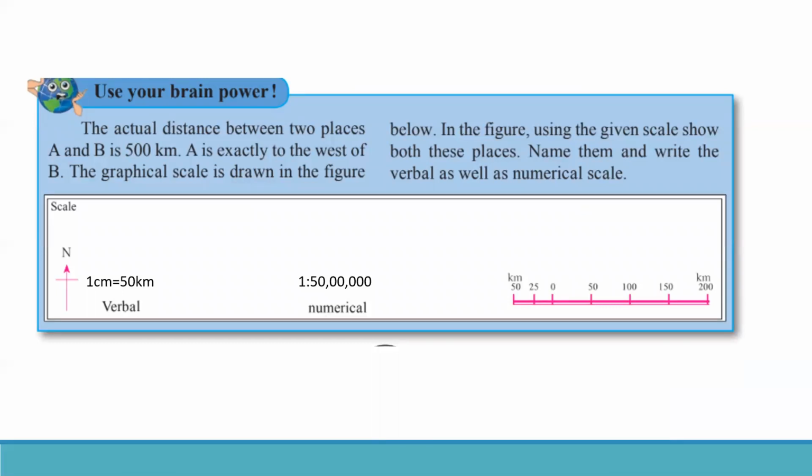Now use your brain power. Small activity given here in your textbook. I've already written the answers for you, but just try to understand. The actual distance between two places A and B is 500 kilometer. A is exactly to the west of B. The graphical scale is drawn already. Can you see to the right hand side? The graphical scale is drawn. Now using the given scale, show both these places, name them and write the verbal as well as numerical scale.